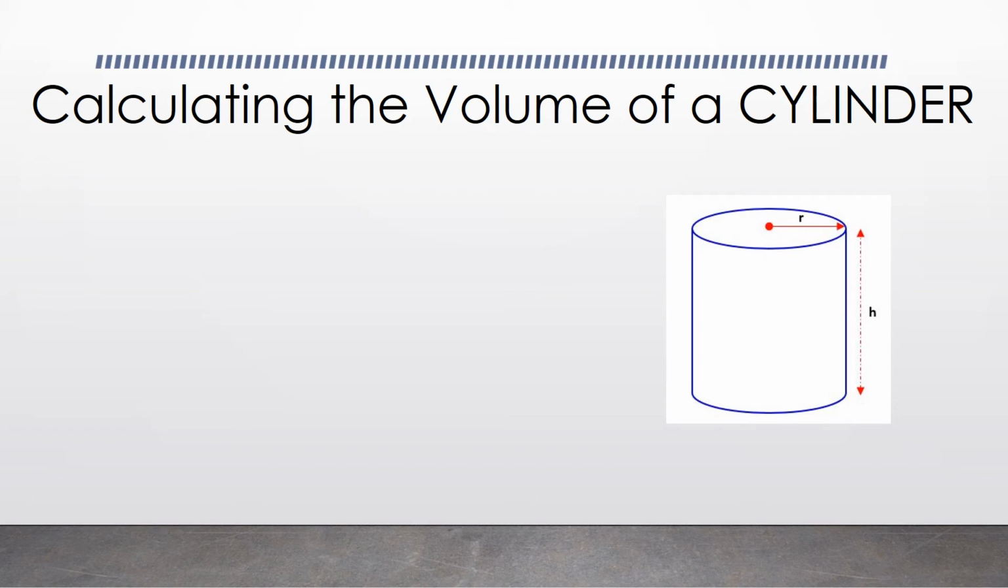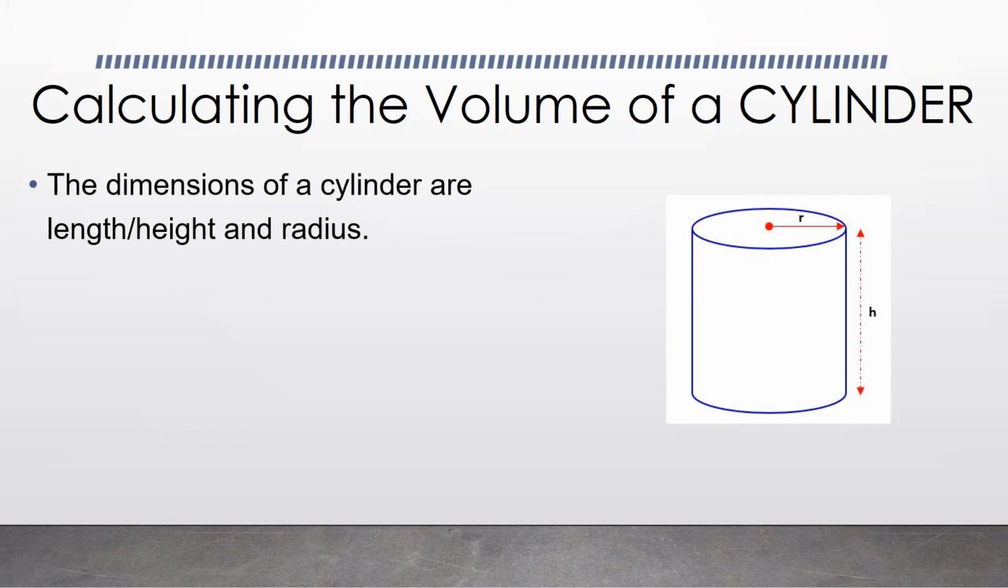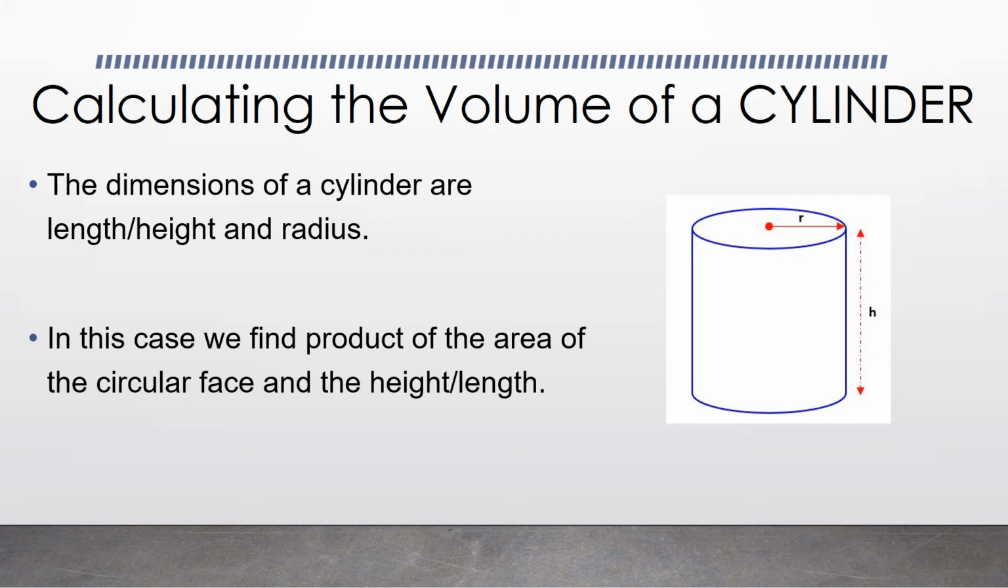Now, calculating the volume of a cylinder. If you pay attention to this diagram, you realize that the dimensions of a cylinder are slightly different from the dimensions of a cube or a cuboid, in which the dimensions are named differently. So the dimensions of a cylinder are length or height and radius. Now, of course, we know that radius comes about when there is something circular. There's a circular face involved. In this case, we find the product of the area of the circular face and the height or length.